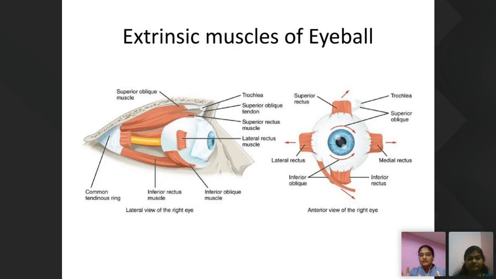This is the whole thing regarding the muscles. Apart from that, there is a connection of the eyeball with the facial muscles, like the orbicularis oculi and levator palpebrae superioris, and there is a further connection going there. Okay, so I'm stopping here.